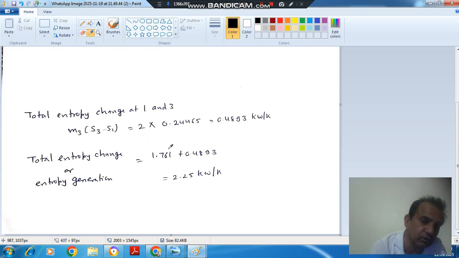So total entropy change will be entropy change from location 1 to 2 plus entropy change from location 1 to 3, that is your entropy generation. So it comes out as 2.25 kilowatt per Kelvin.